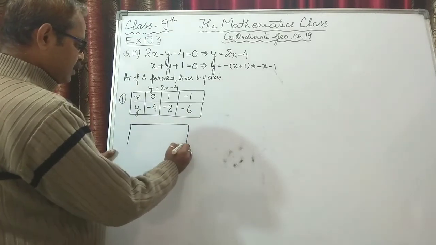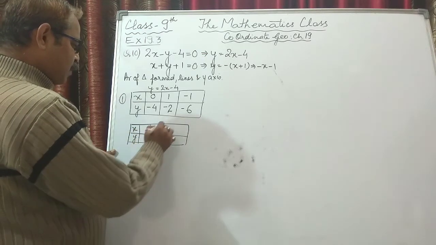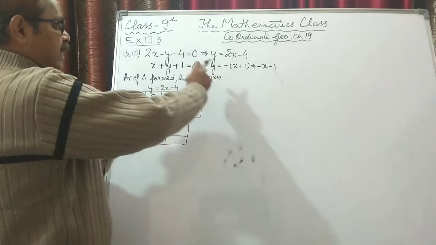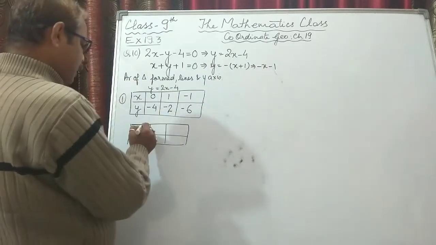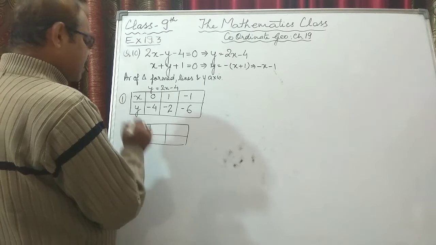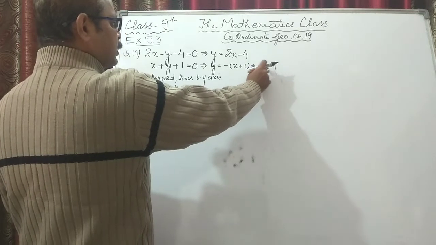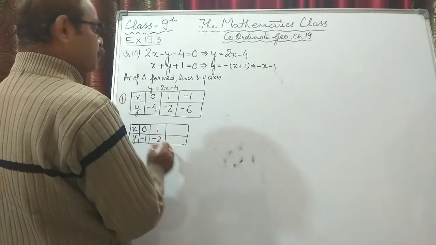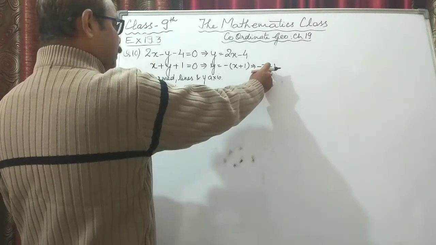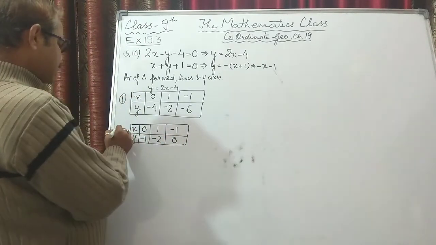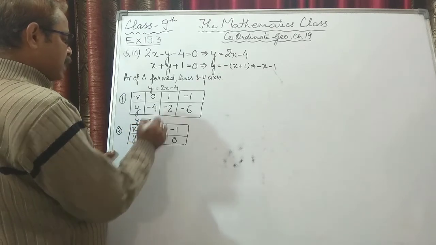Similarly, the values for the second equation. Now in the second equation, if I take x as 0, y comes out to be minus 1. If I take x as 1, y will be minus 1 and minus 1, which means minus 2. If I take x as minus 1, plus 1 and minus 1 will make 0. This was the second equation, y is equal to minus x minus 1.